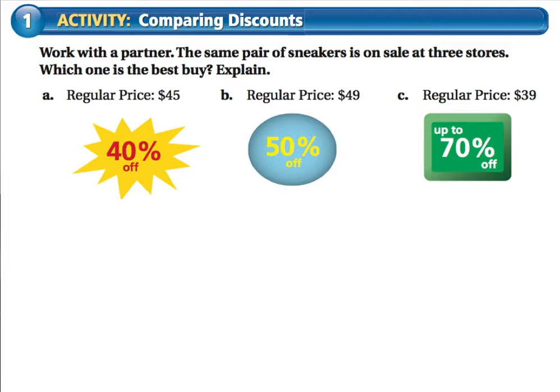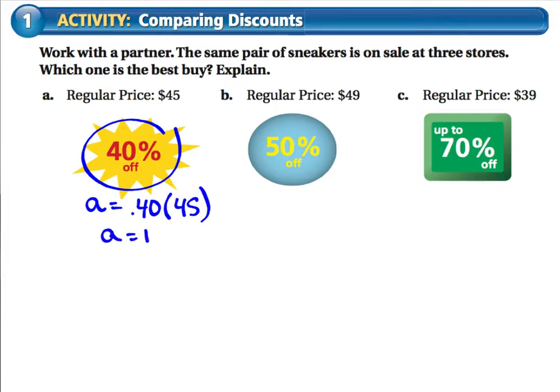Well, with 40% off of a $45 pair of sneakers, we would first need to find the amount of discount, which is going to be 40% times 45. I get $18 off. So we will take the $45 and subtract the $18 discount. And that will be after the discount, that's a $27 pair of sneakers.